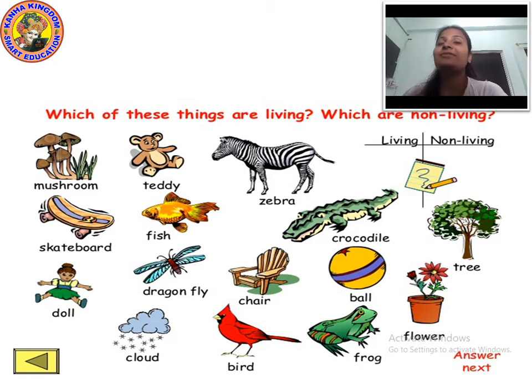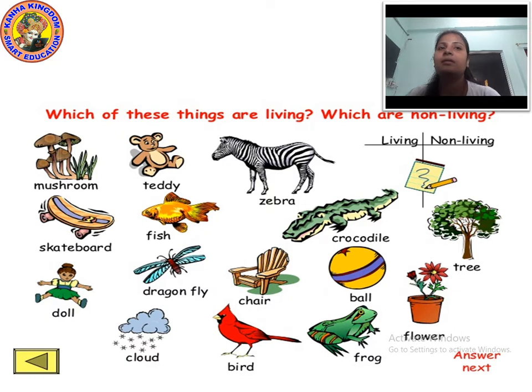Now next is tree. Can you tell me, is tree a living thing or a non-living thing? I have taught you just before, right? Yes, tree is a living thing because tree can grow. Tree needs water to live. So tree is a living thing. Next is doll. Is doll a living thing or a non-living thing? Doll is a non-living thing.